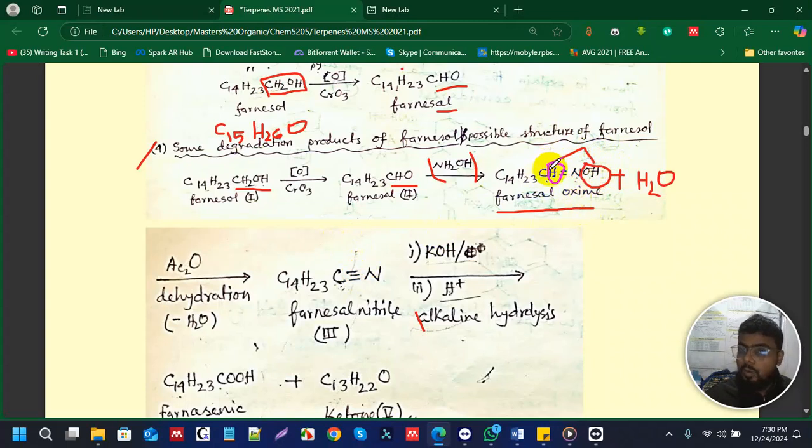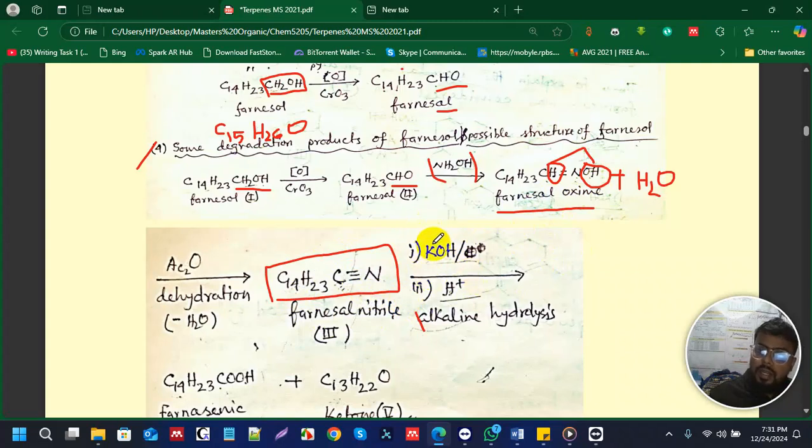C triple bond N, because when H is eliminated from this carbon and OH is eliminated from this nitrogen, then one single bond will be free on the nitrogen, and this free single bond will be connected with each other and form a triple bond. That's why we can say that C14H23 C triple bond N will be created. That is called farnesyl nitrile, a cyano compound or nitrile compound. So by means of dehydration, farnesyl oxime will be converted into farnesyl nitrile.